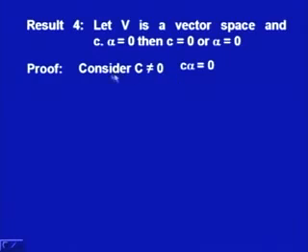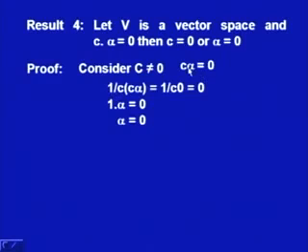So C is not 0 but C alpha is 0, then I can multiply this quantity by 1 by C. I am multiplying 1 by C on both the sides. So 1 by C into 0, because 1 by C is possible since C is not 0. That is why I have taken C not 0. So 1 by C into C alpha is equal to 1 by C into 0. So the right hand side is 0, but this side is 1 into alpha, but we know V is a vector space, so 1 dot alpha is equal to alpha. So this proves alpha is equal to 0.